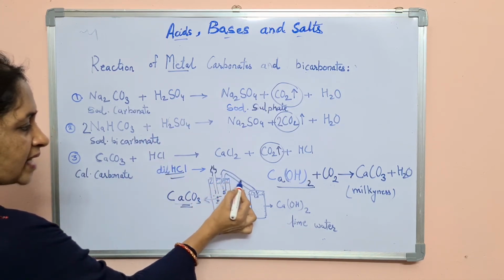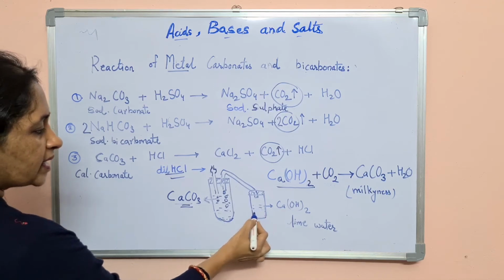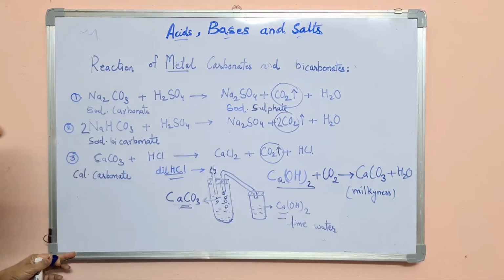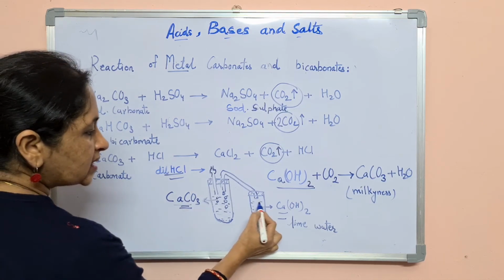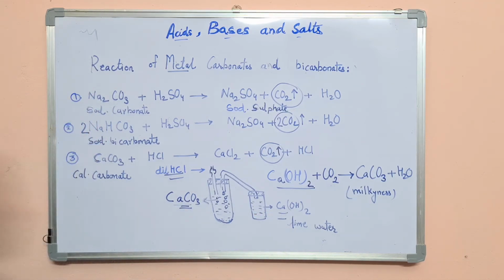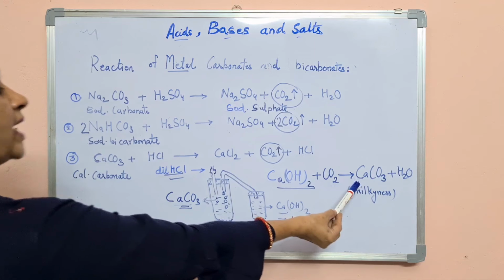Through this outlet, this gas is passed through a test tube containing Ca(OH)2, calcium hydroxide. It is also called lime water. Lime water is a transparent liquid like water. When gas is passed through this, after a few minutes you will observe that the transparent water converts into a white solution, and that white color is due to the formation of calcium carbonate.